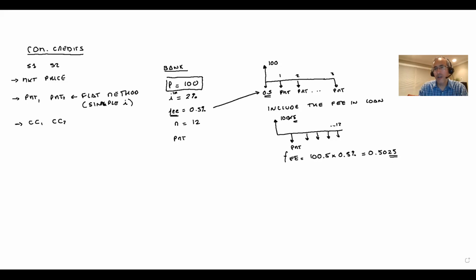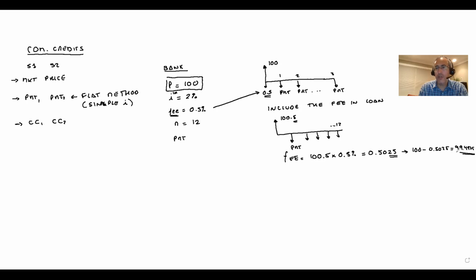So this one here will not provide you the full amount, because if you subtract 100.5 minus this number, you can realize that the amount of money you're going to get is equal to 99.4975.